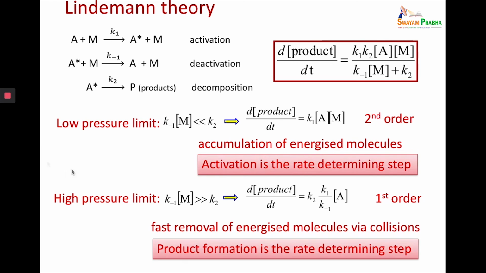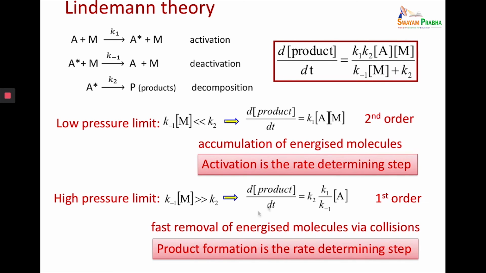Okay, and we say that this leads to the activation being the rate determining step. Now let us look at the other condition where high pressure is there, that means the concentration of M is more. So in that case, K minus 1 M is greater than K2. If K minus 1 M is greater than K2, then I will neglect K2 in the denominator and I will be left with K1 K2 upon K minus 1 into A into M upon M.